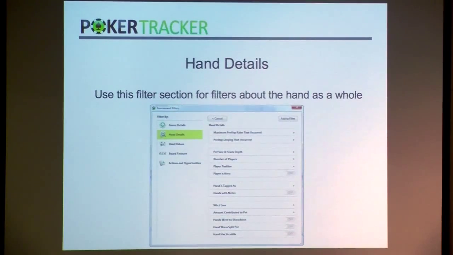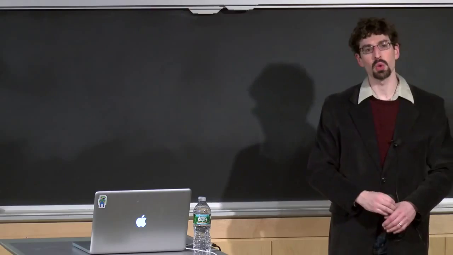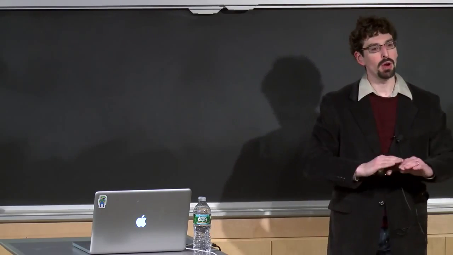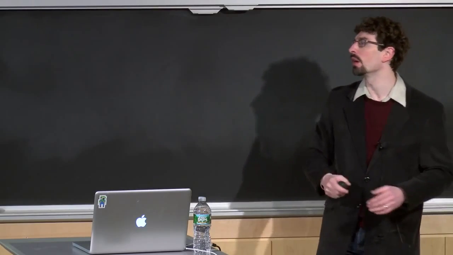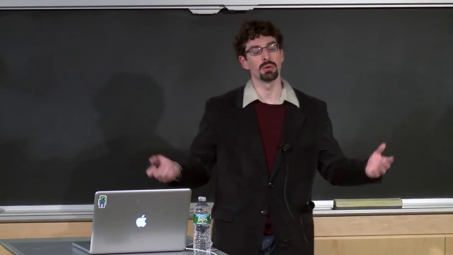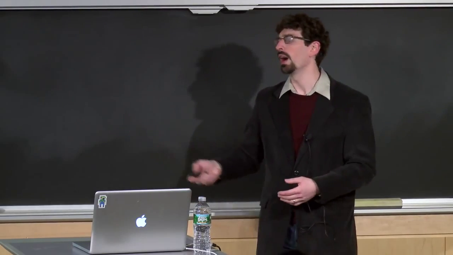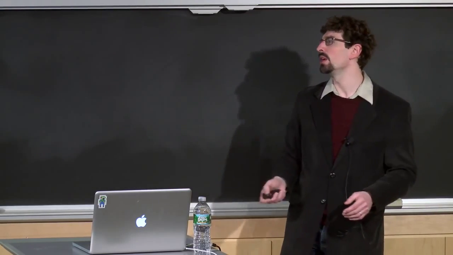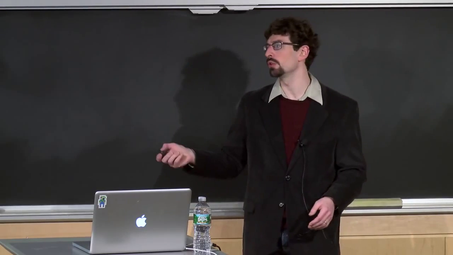So here's hand details. Hand details is filters about the whole hand altogether. So what was the maximum pre-flop raise that occurred? Was there a 3-bet at all? If you want all hands where someone made a 3-bet, you'd come here, which can be great if you want to look at times when you made a raise and someone made a re-raise, but you don't really care who. You just want to look at all 3-bet hands. You can come in here. If you want to look at hands where there was limping, you can turn that on.